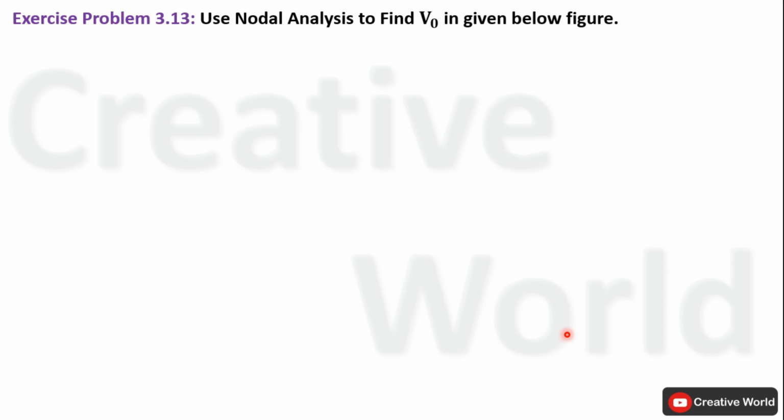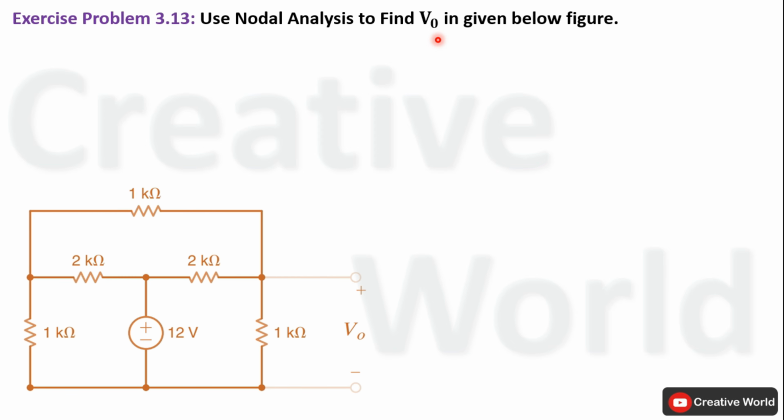Exercise problem number 3.13. Use nodal analysis to find the value of voltage V0 in the figure given below. This is the circuit diagram of the given problem. Inside this network we have to find the value of voltage V0 across this 1 kilo ohm resistance, and we have to use the nodal analysis technique. So without wasting time, let's proceed towards the solution of the network.